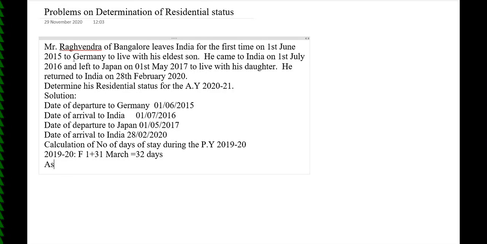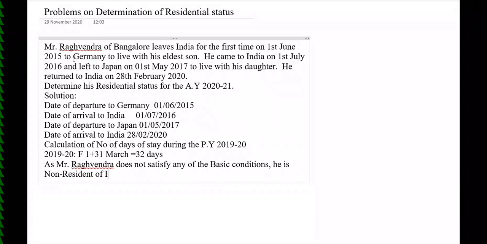So now let us write down here as Mr. Raghavendra does not satisfy any of the basic conditions. He is non-resident of India. So this is a very simple problem. So here the residential status of the assessee is non-resident of India.